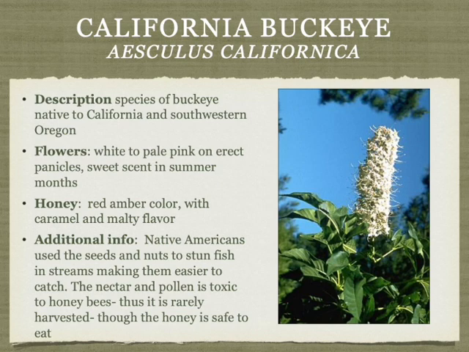The indigenous people, the Native Americans, used the seeds, nuts, to stun fish in streams. So they would basically put this in the streams and kind of mash them up, and the fish stunned would float up, and they could be much easier to catch. You'd just basically pick them up out of the stream.